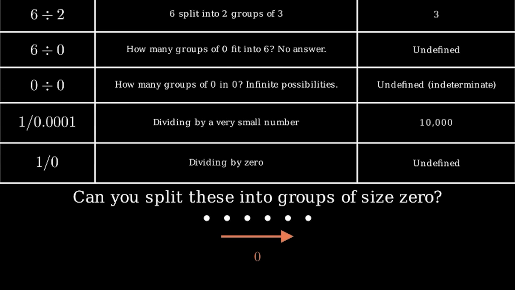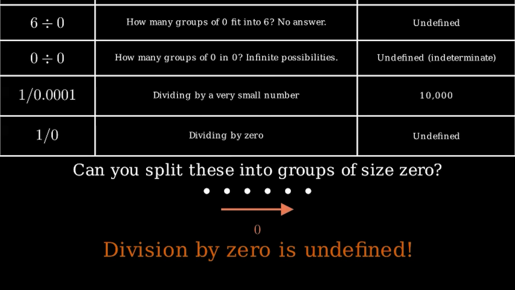So remember, dividing by 0 is always undefined. Whether it's 6 divided by 0, 0 divided by 0, or any number divided by 0, the answer is always undefined.